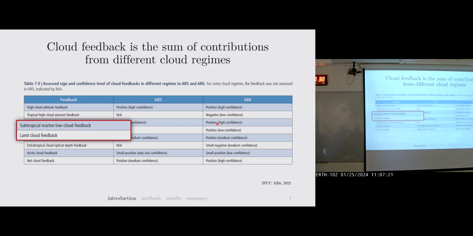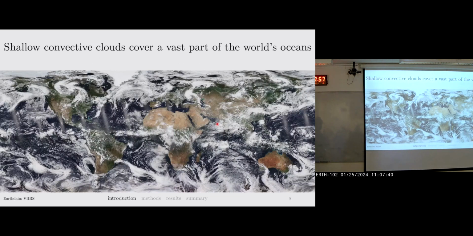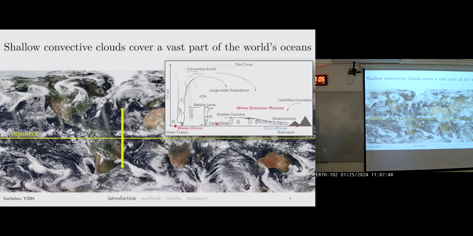So focusing on shallow clouds, we can highlight the subtropical marine low cloud feedback and the land cloud feedback, which is actually dominated by the effect of shallow clouds over land. So to get some intuition into these different cloud regimes or cloud classes, let's take a quick look at this random snapshot from a satellite showing us the Earth at a specific time. And if we think about it schematically, moving poleward from the equator, we are largely going through different large-scale, meteorological conditions that then dictate these different cloud regimes.